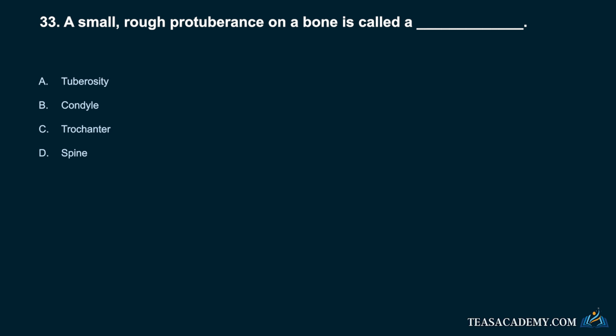33. A small, rough protuberance on a bone is called a ______. A. Tuberosity. B. Condyle. C. Trochanter. D. Spine.